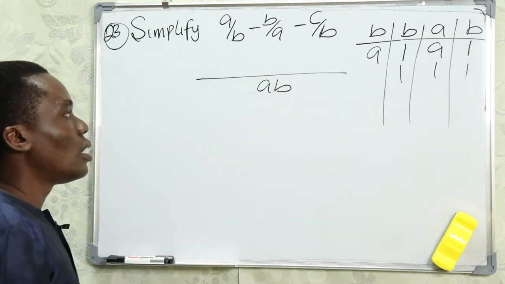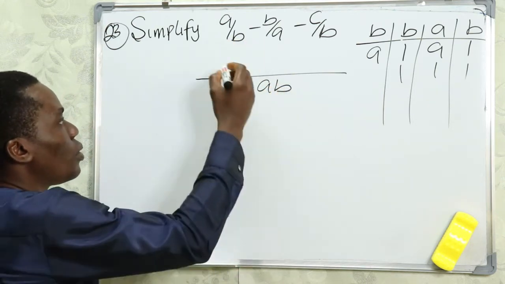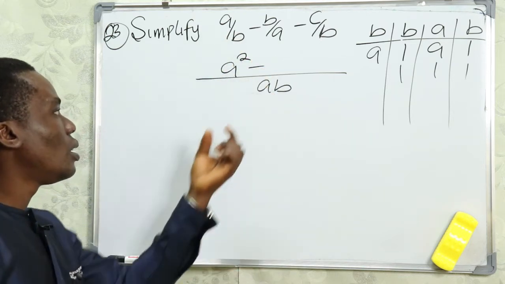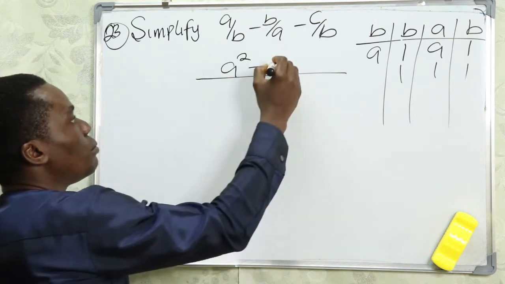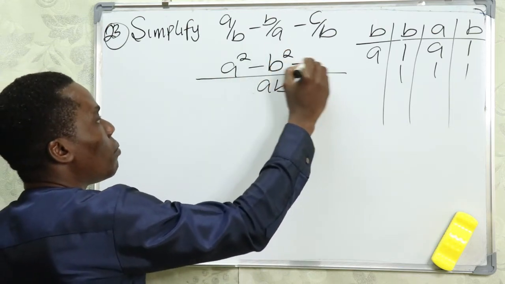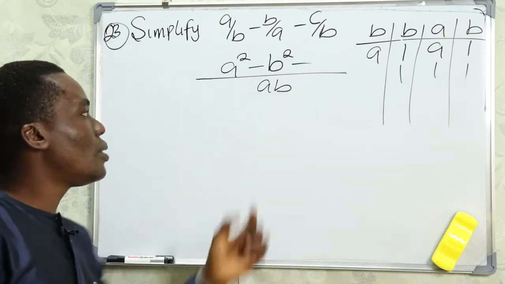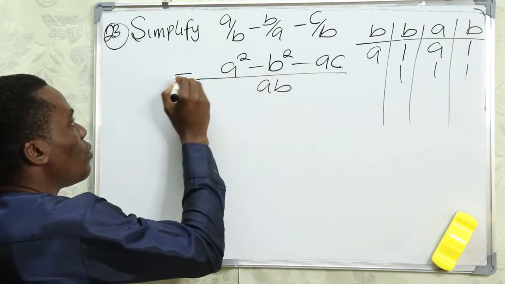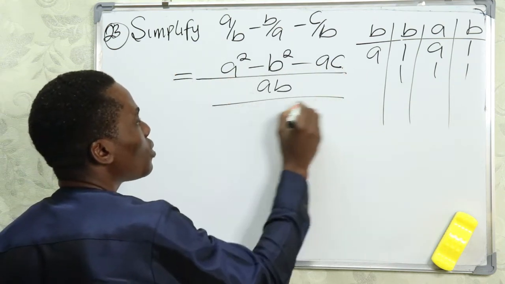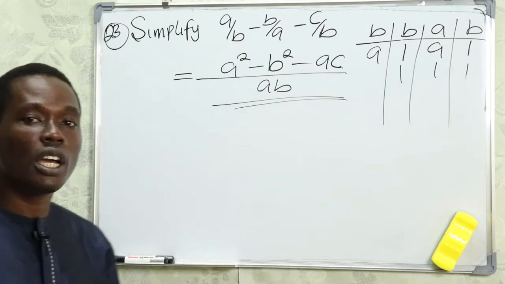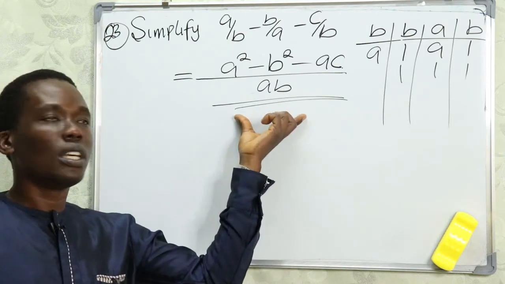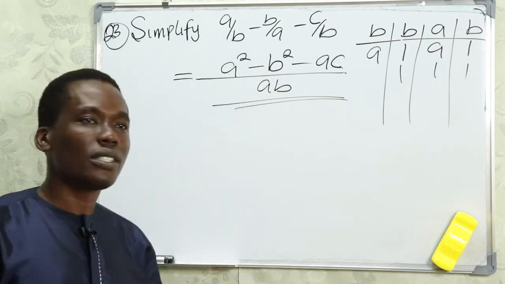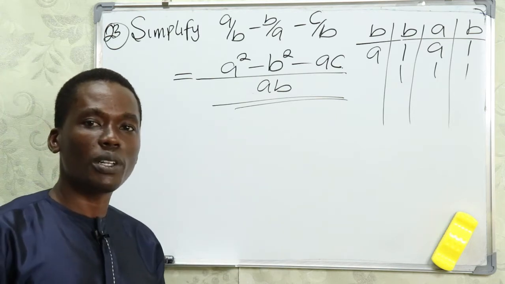Now ab divided by b will give us a, times a will give us a square, minus ab divided by a will give us b, times b will give us b square, minus ab divided by b will give us a, times c will give us ac. So if we simplify this further, we are going to get this equation. And if you check the options, you're going to see this value in the options. So this is as simple as you can see. Let's look at question number 24.